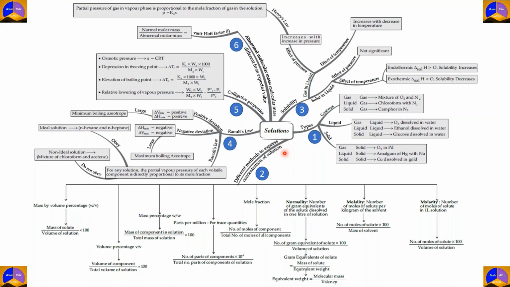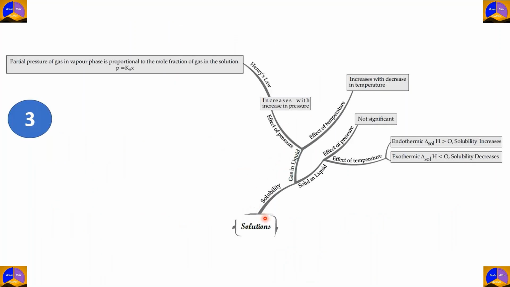We move on to the third stage, solubility. What is solubility? The term solubility refers to the ability of a solute to dissolve into the solvent. Now, in this chapter, we'll be looking at solubility of a solid in liquid and a gas in liquid.